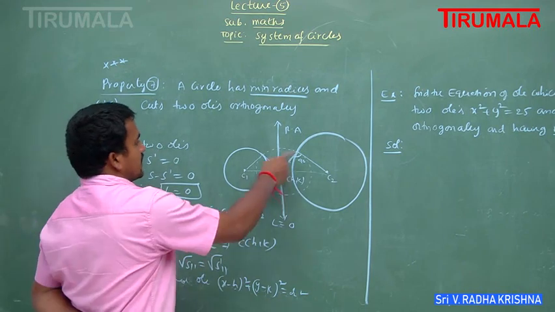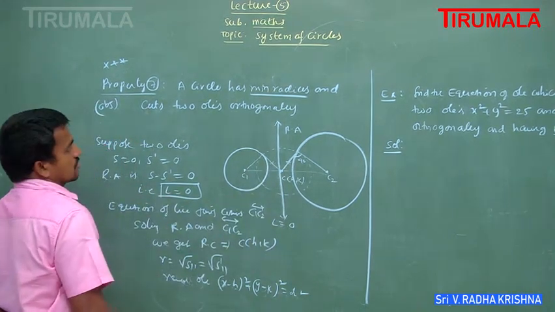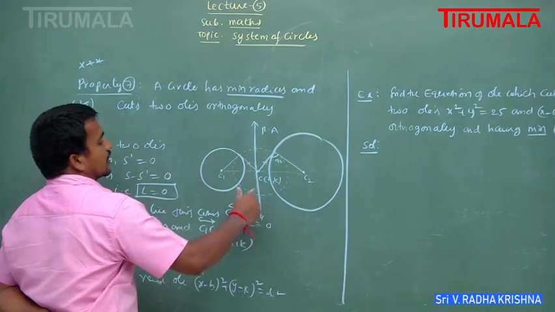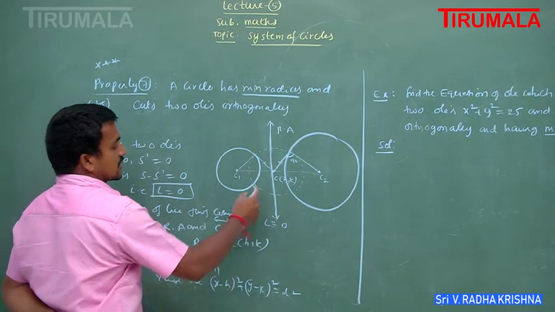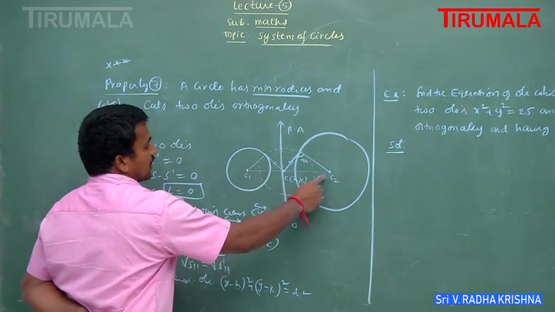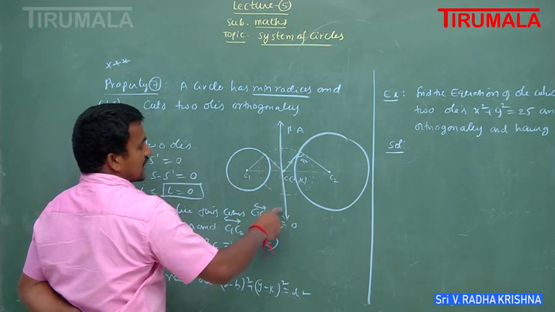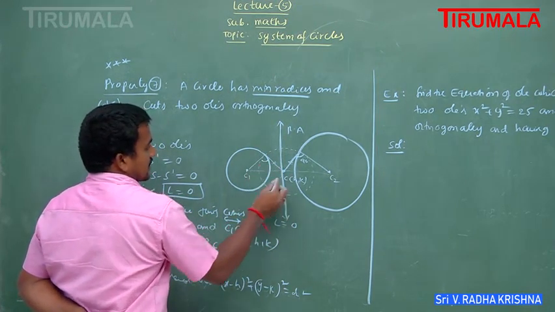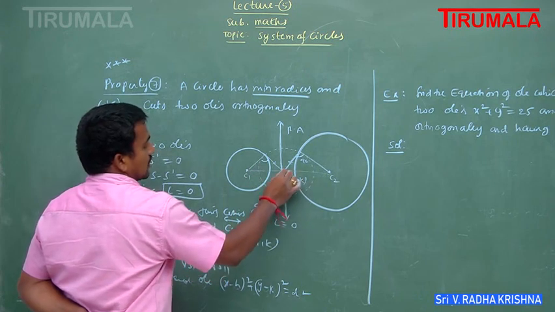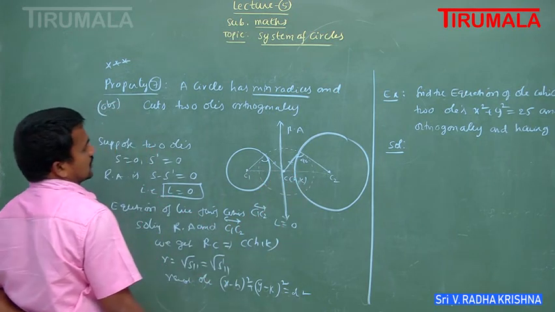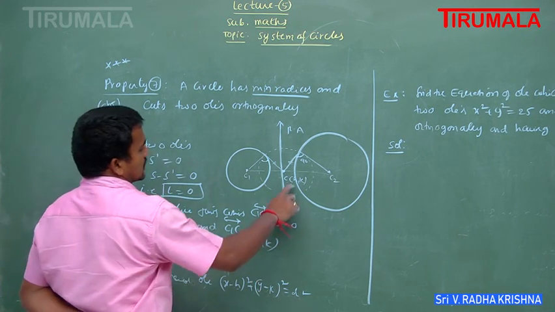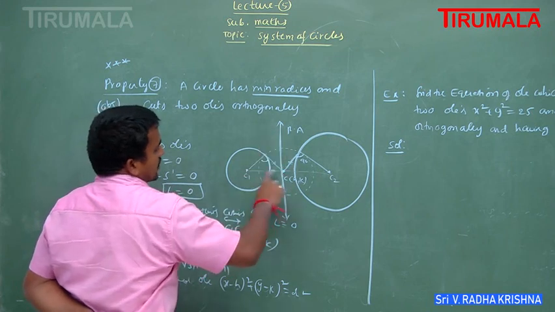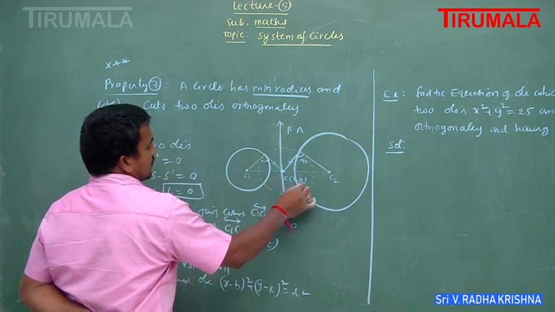So it is very important for Mains and Advanced also. Find the equation of the circle which cuts two circles orthogonally and has the minimum radius. That circle's center is collinear with the centers of the given circles, at the point of intersection of the radical axis and the line joining the centers, which is called the radical center. This is the point of intersection of the radical axis and the line joining centers. This is called (h, k).